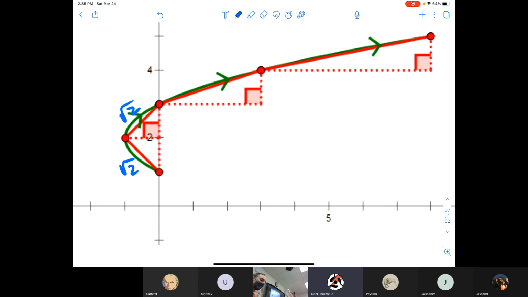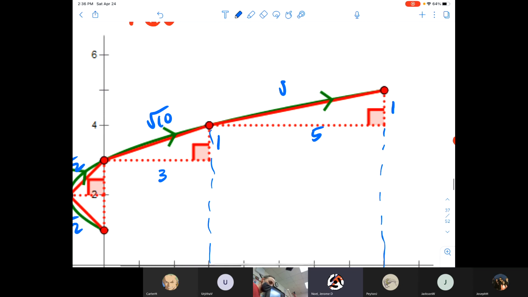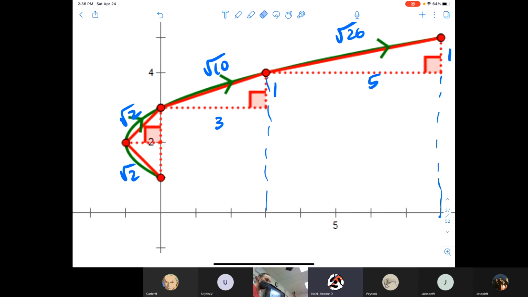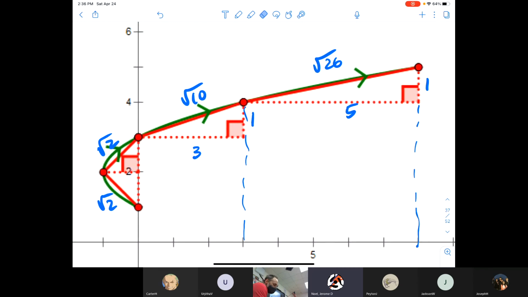Okay, this is 1, and that is 3 down here at the bottom. Root 10. This one is also 1, and it goes from here to here. That's 5, which is the square root of 26. So in your calculator, quickly just do square root of 2 plus square root of 2 plus square root of 10 plus the square root of 26. It's a little less than 11.226. That's my guess.